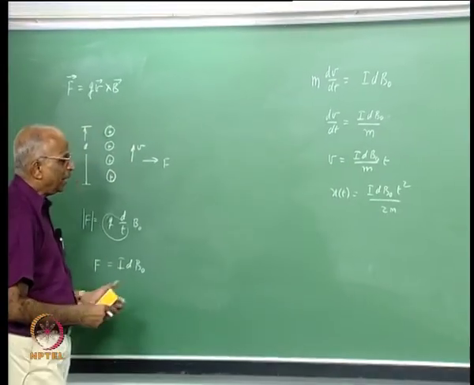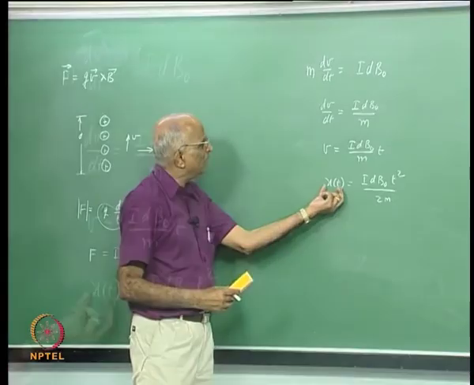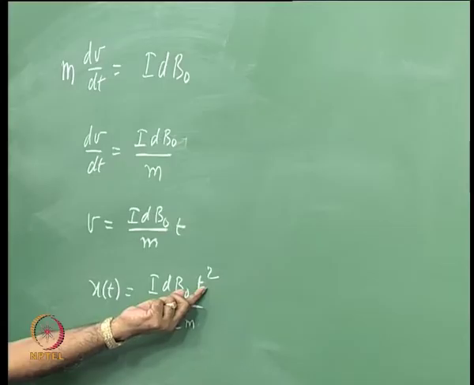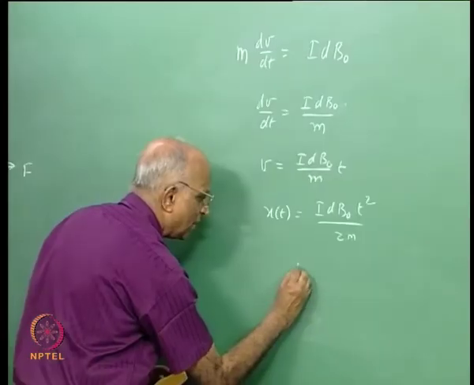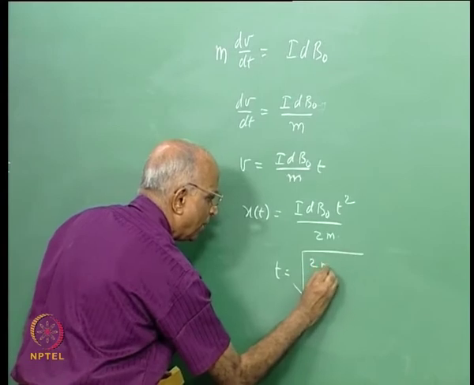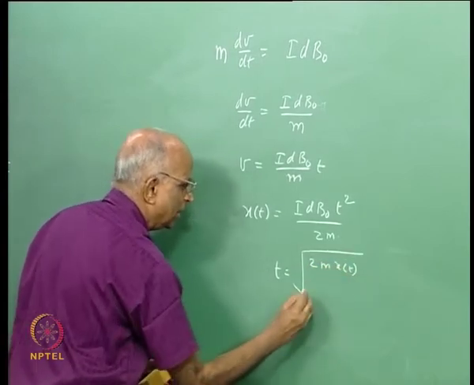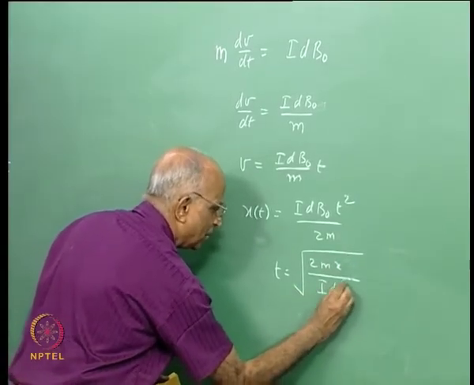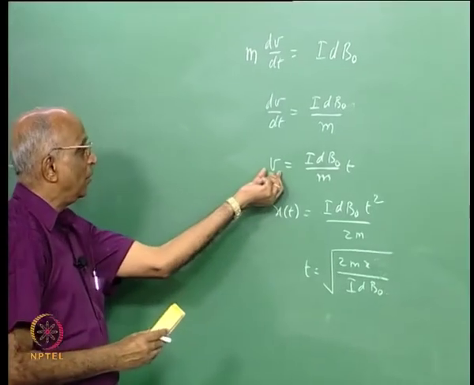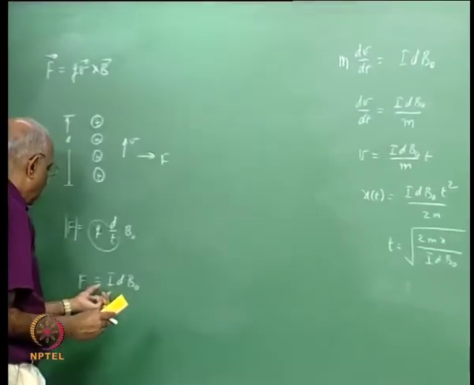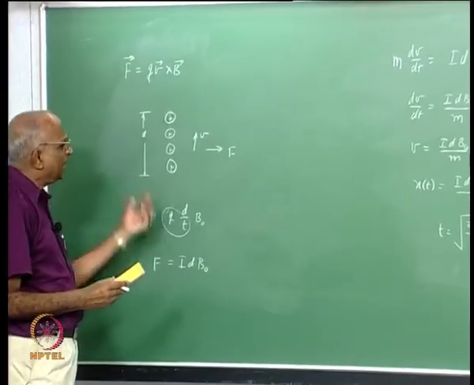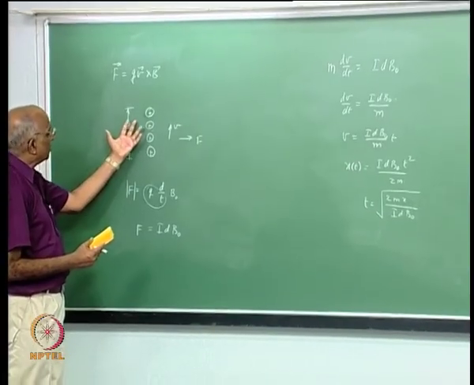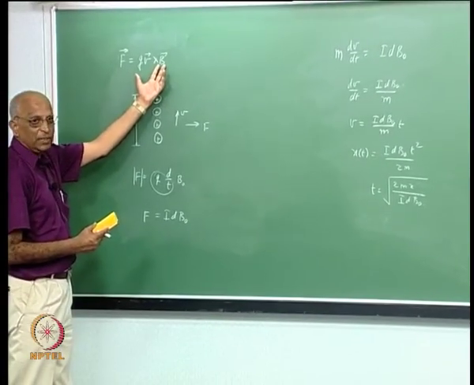I can go ahead and then simplify. If I want the velocity here, I can substitute t squared, I can take the value of t from this, t is equal to the square root of 2m into x at time t divided by i d b0, and therefore I can get the value of velocity which is required over here to give me the particular force. And these are the only set of equations which are applicable for, let us say, a thruster which will make use of a magnetic principle.